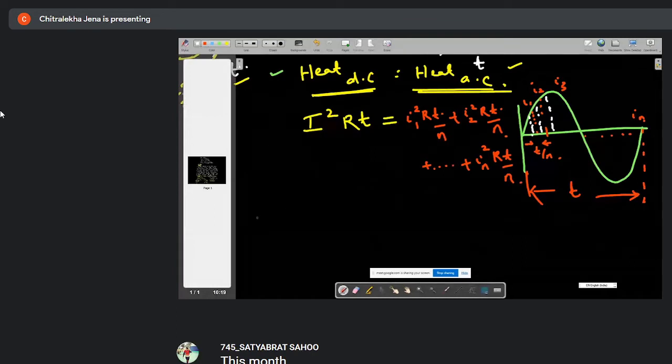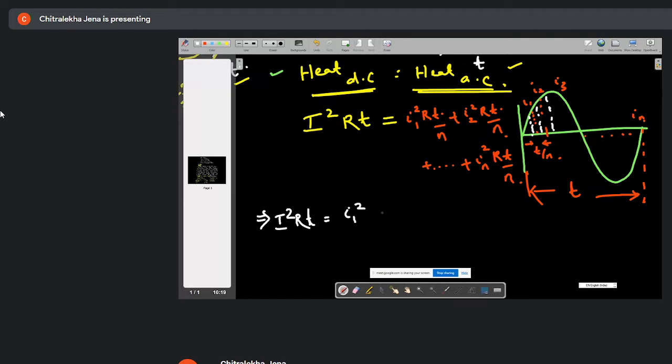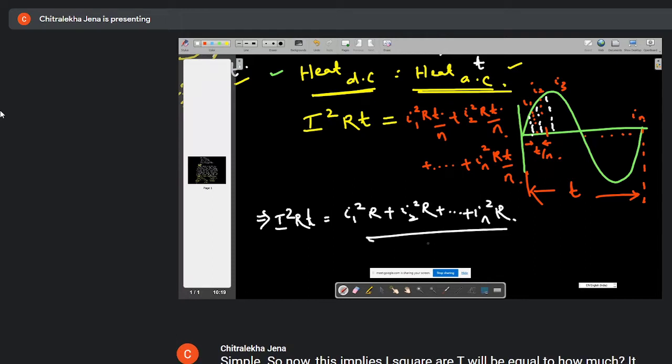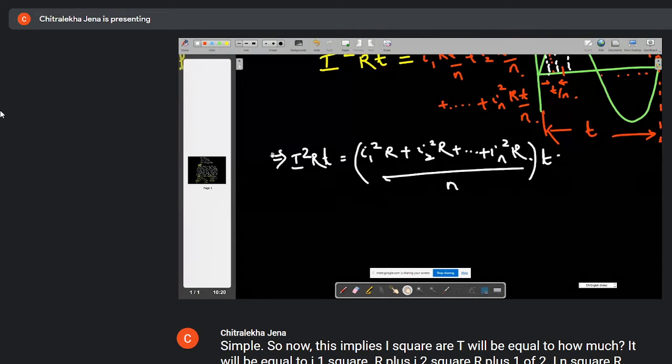So now this implies I square R T will be equal to I1 square R plus I2 square R plus so on up to IN square R, divided by N, whole multiplied by T. Clear or not? All of you understood or not? Girls?